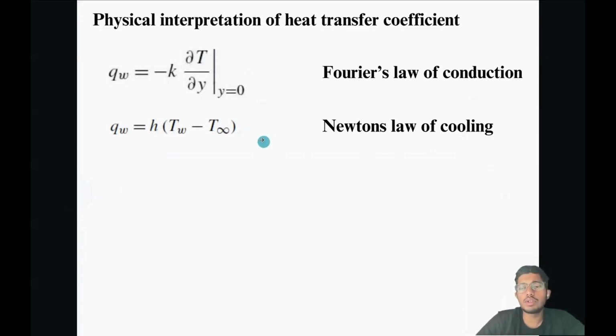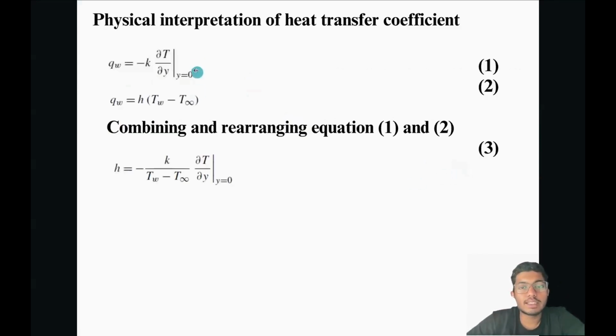Now Newton's law of cooling was used because we got stuck on the part of dou T by dou Y. Analytically we didn't have any equation to define that. That's why we used Newton's law of cooling, which is experimentally proved. Combining these two equations and rearranging, we get the heat transfer coefficient H is equal to minus K divided by Tw minus T infinity, dou T by dou Y at Y is equal to 0, that is at the interface.